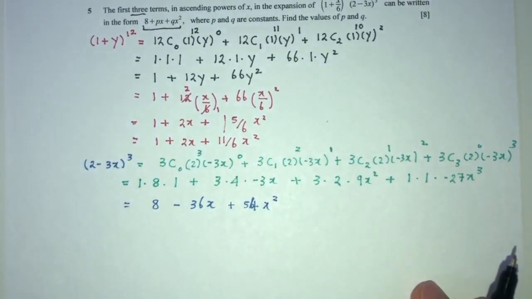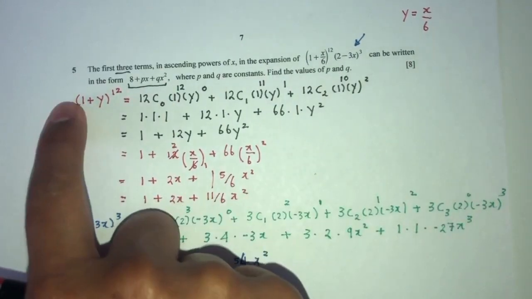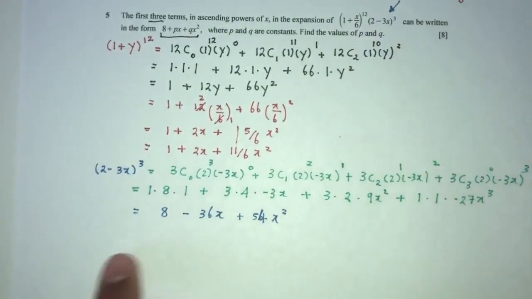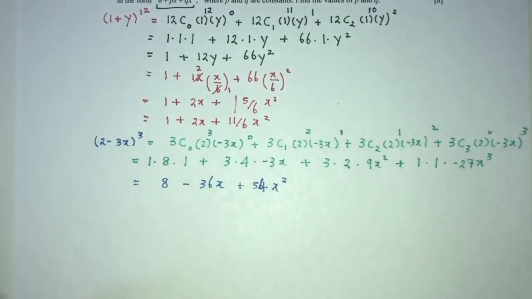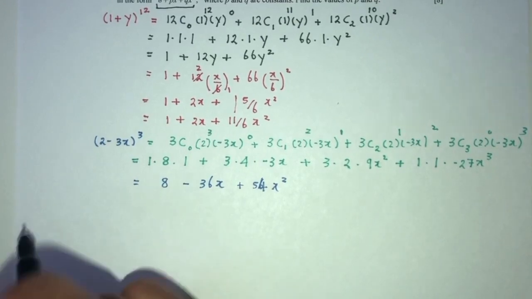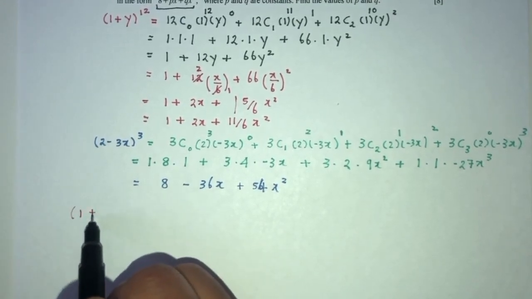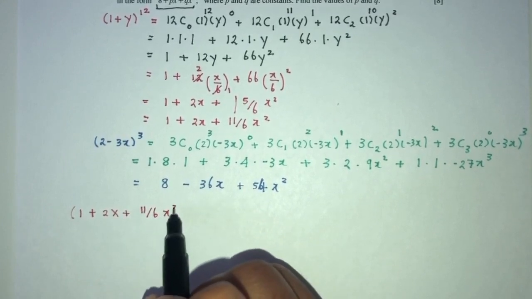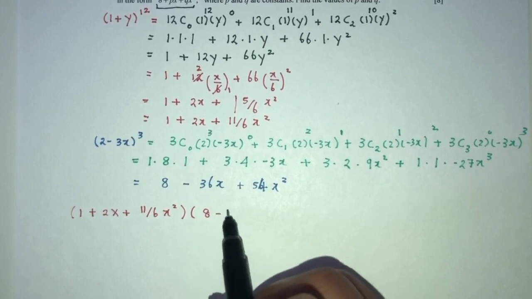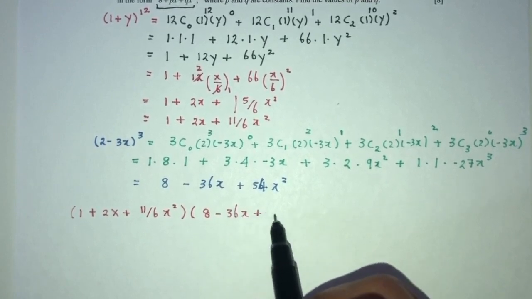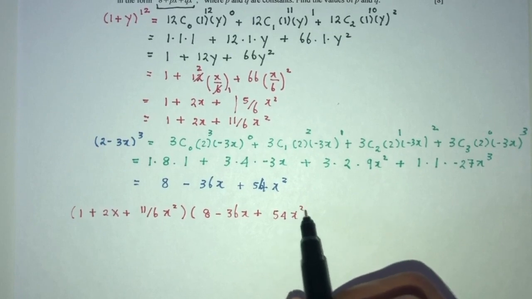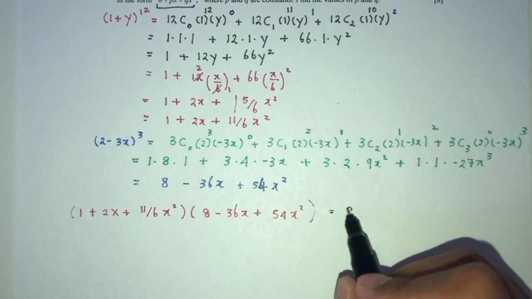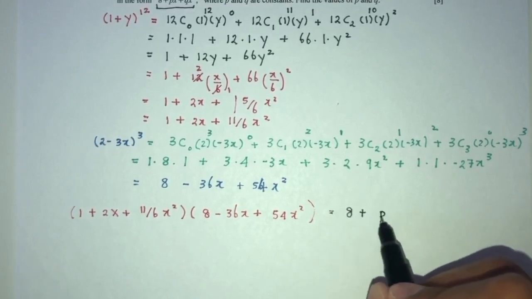Now obviously replace back in your main equation, so we know this was found to be this, at least the first 3 terms, and this, the first 3 terms, was given by this. So right now after doing this, we replace back in the main equation. So here we have 1 plus 2x plus 11 over 6 x squared multiplied by 8 minus 36x plus 54x squared. So we do know if you expand this, you were supposed to get something like this according to your question.